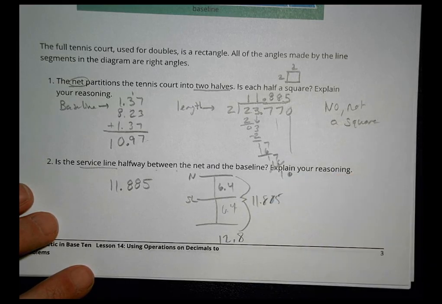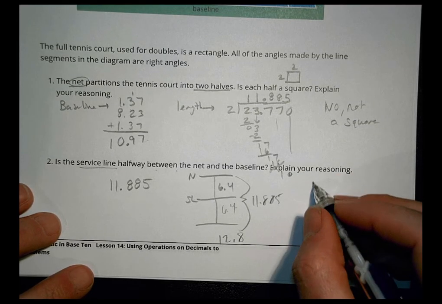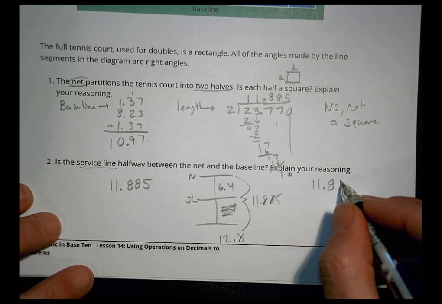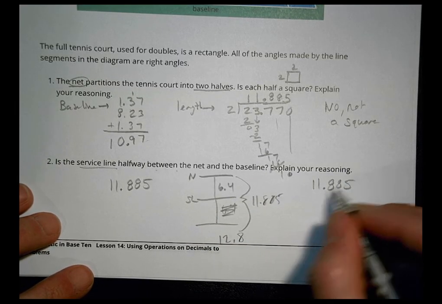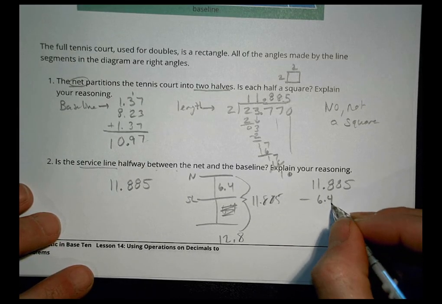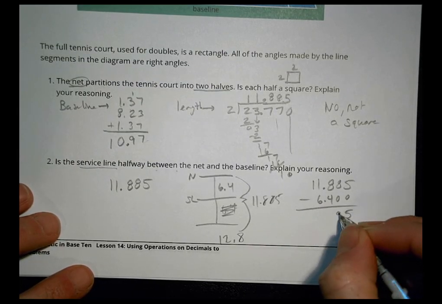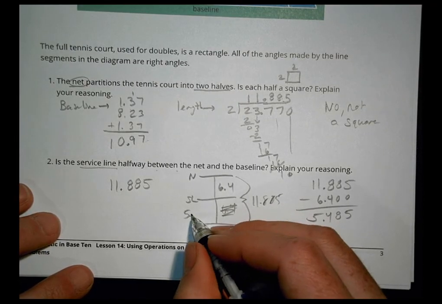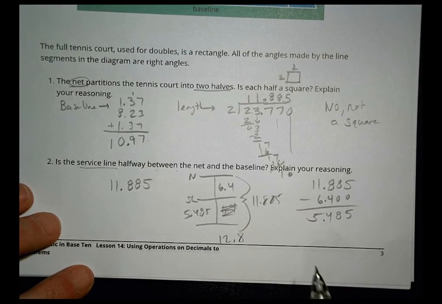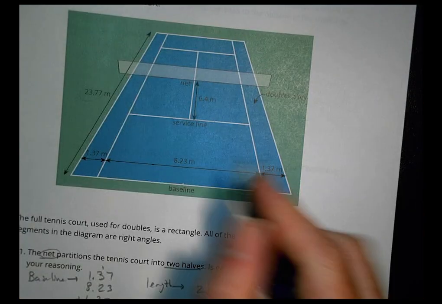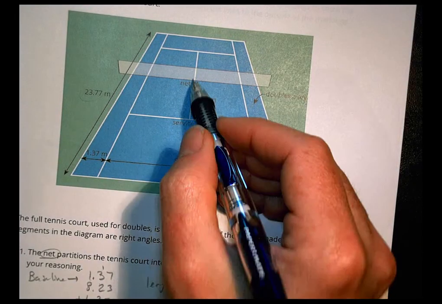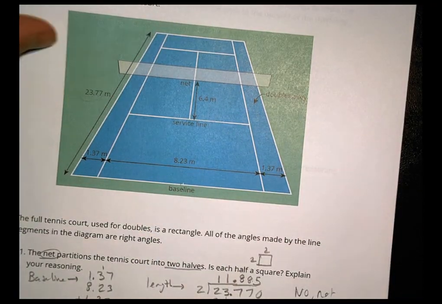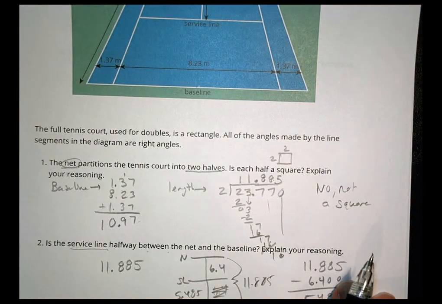Can we figure out what it's going to be? Sure. The distance actually right here is not 6.4. It'd be what's left after you do 11.885 minus 6.4. So we have 5.485. So even from here to here, this is not halfway from here to here. Okay, this is a bigger distance than what's right there, interestingly enough. Okay, so nope, it's not halfway.